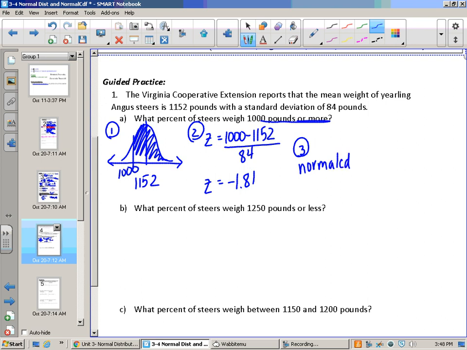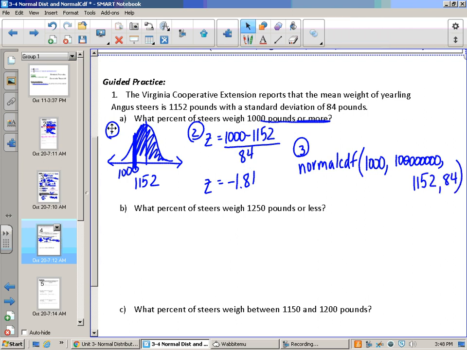So now at this point, you're going to go to your calculator and we're going to do normal CDF. Where did we start shading? Well, we started at 1,000, so we're going to do 1,000 up to a really, really high number. You can do like 1,000,000 or even higher. Then we do comma, the mean, 1,152, comma, the standard deviation.